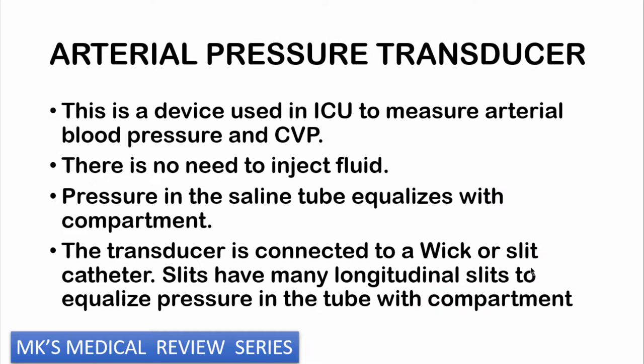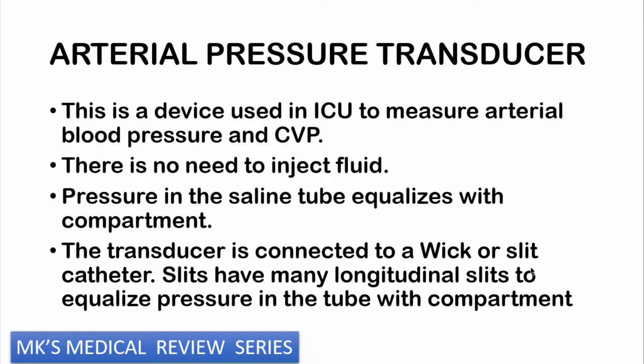Then you can also have an arterial pressure transducer. This is a device that's often used in the ICU. We can use it to measure arterial blood pressure, even the central venous pressure. And there is no need to inject any fluid. That's an advantage of using an arterial pressure transducer. The pressure in the saline tube equalizes with the compartment, so you just use a transducer and it's very easy to use.